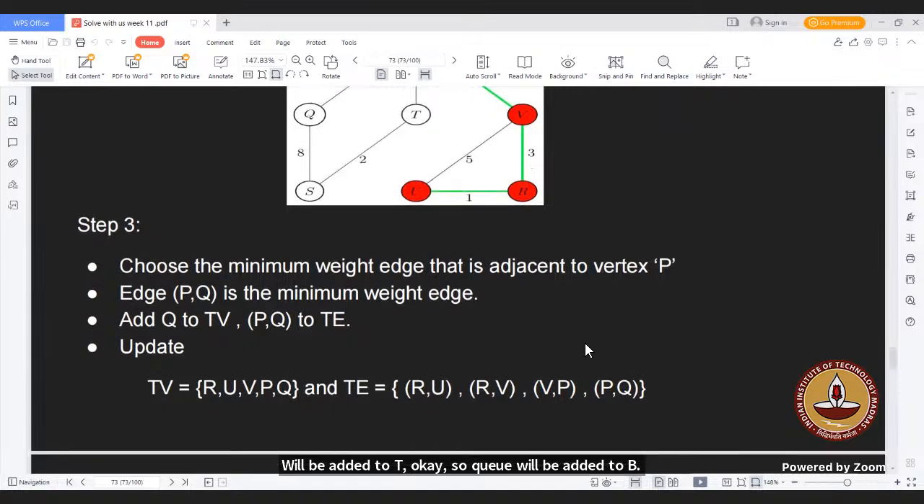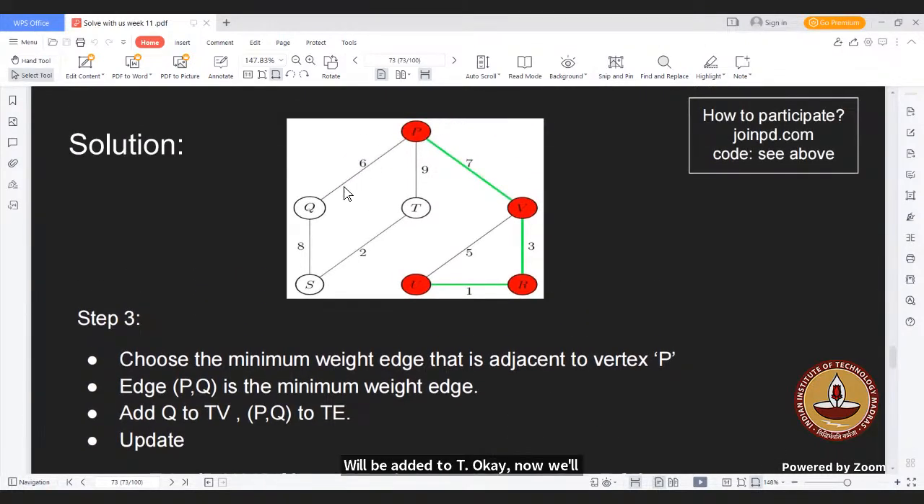Okay, now we'll see the adjacents of P and Q. What is adjacent to P now? T only, right? Yes, sir. What is adjacent to Q? S, right? From this one, which will be added? PT will be added or QS will be added? Yes, sir. PT.